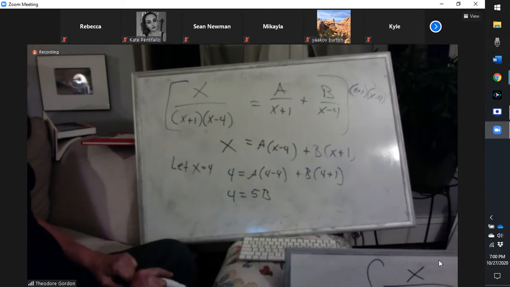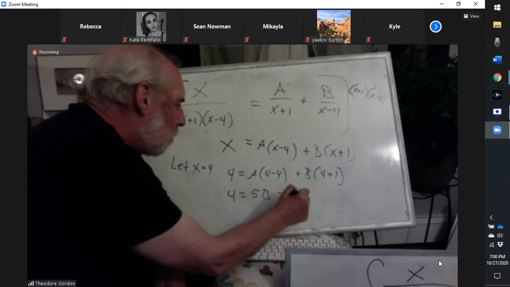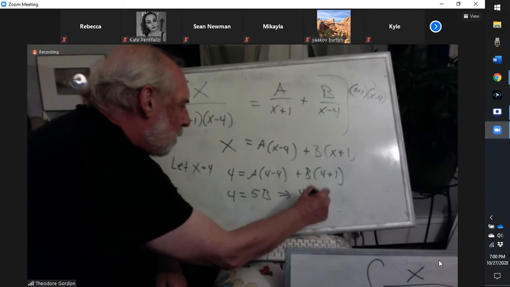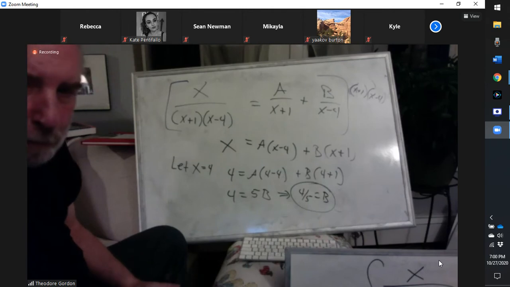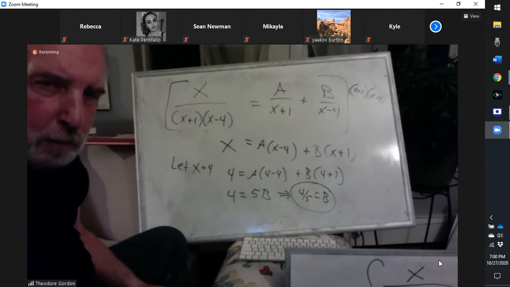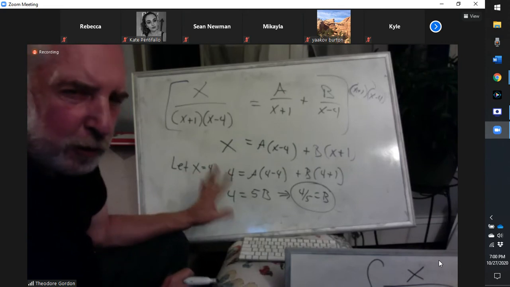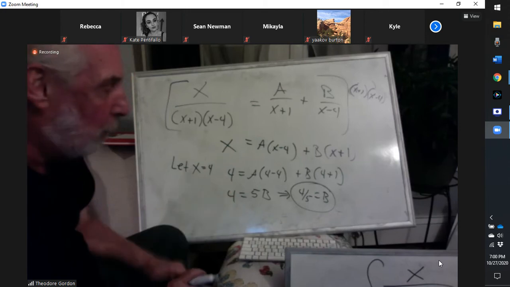Because that's 0. And this says that now 4 over 5 is equal to B. So we found our value for B. This is what I'm going to call the shortcut method. We can't always use this, but tonight we will.